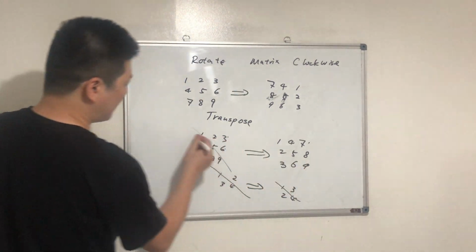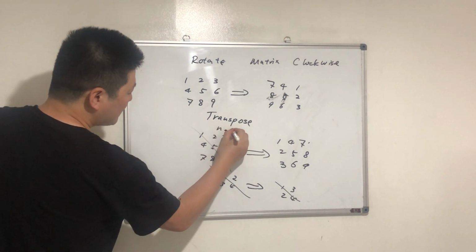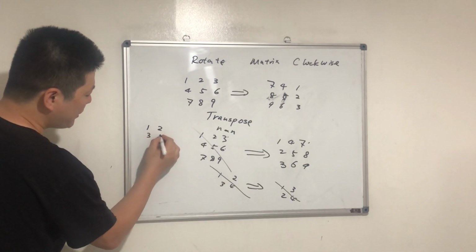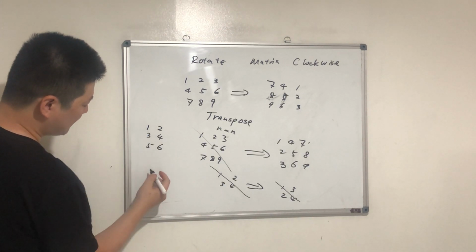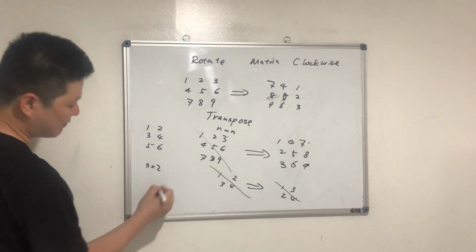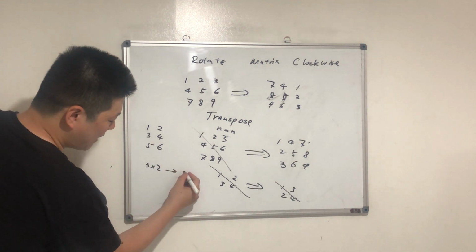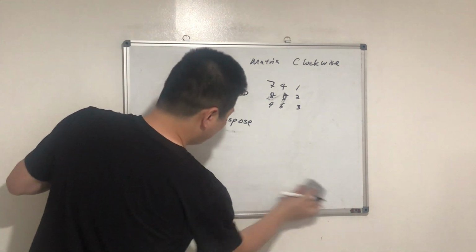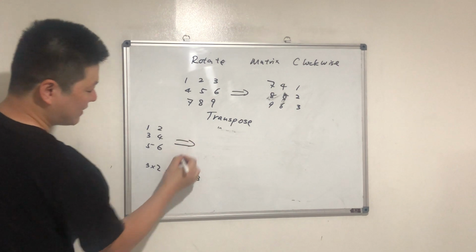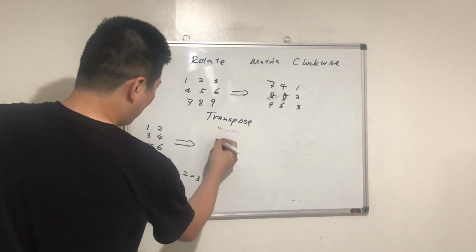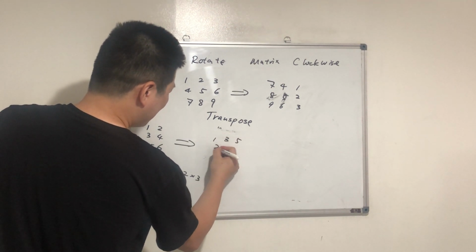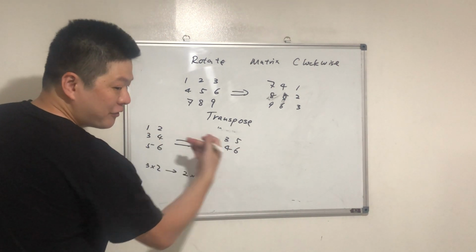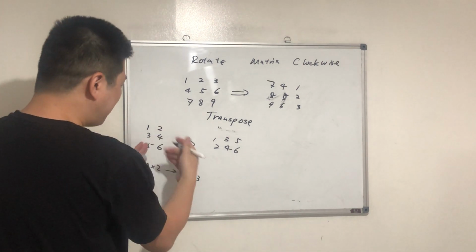And the transpose, this is an n times n matrix, but it can be any size. For example, 1, 2, 3, 4, 5, 6. This is 3 rows times 2 columns. When you transpose it, it will become 2 rows and 3 columns. How do you transpose this? 1, 3, 5, 2, 4, 6. You see? 3 rows, 2 columns becomes 2 rows, 3 columns.